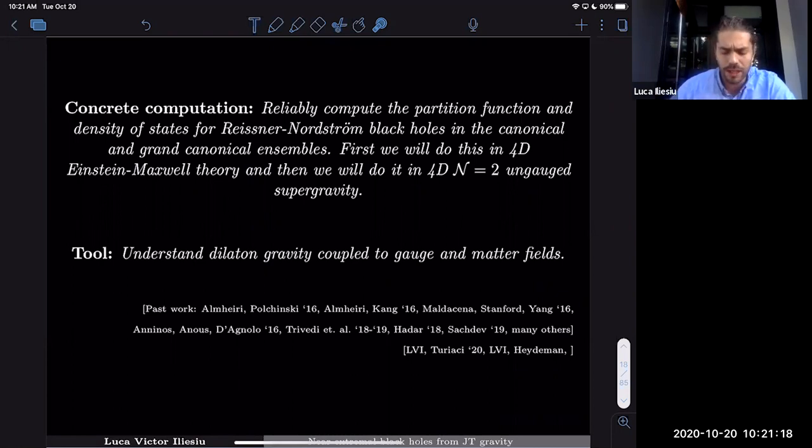But I do want to bring up the work by Almheiri and Kang from 2016, which correctly identified the role that this E-gap, or E_SL2, plays. I'll mention that later in the talk.